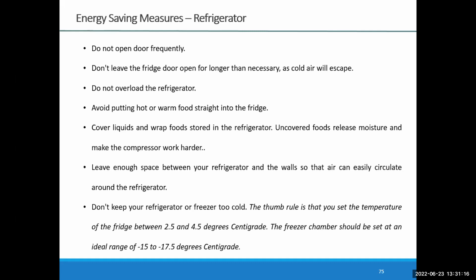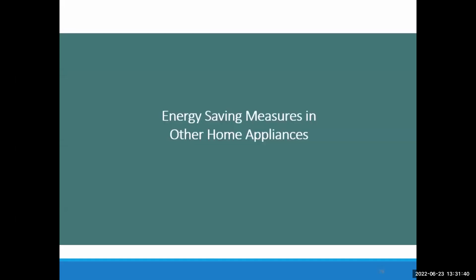Don't keep your refrigerator or freezer too cold. There will be a seasonal setting: summer, winter, monsoon. So we need to make the setting with respect to the season. That also will save some energy, like how it was explained for air conditioning unit settings. That means you are reducing the operating load of the compressor.